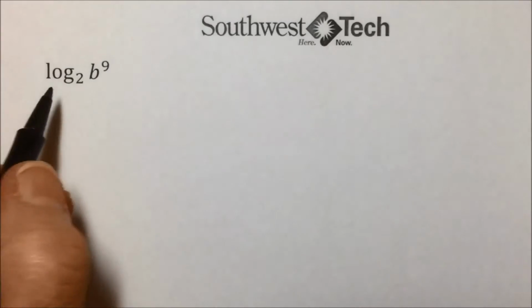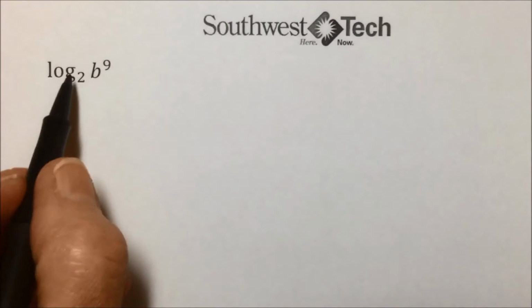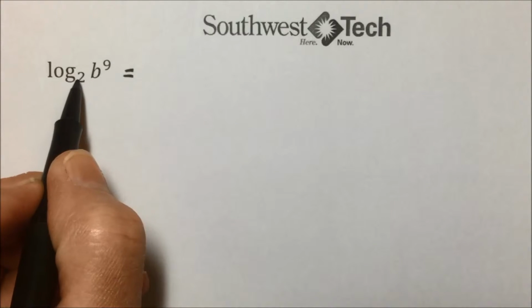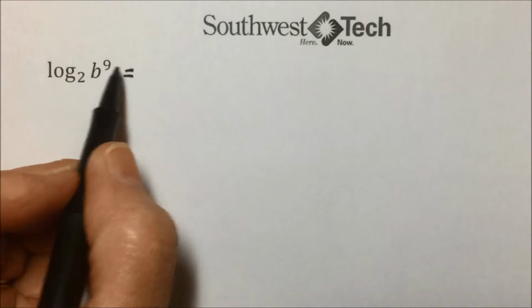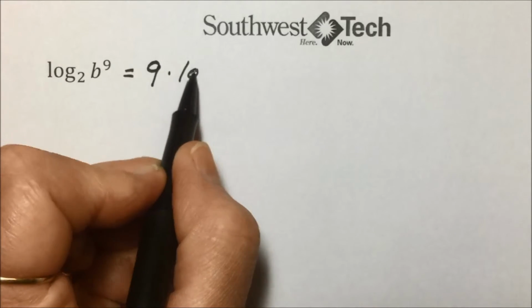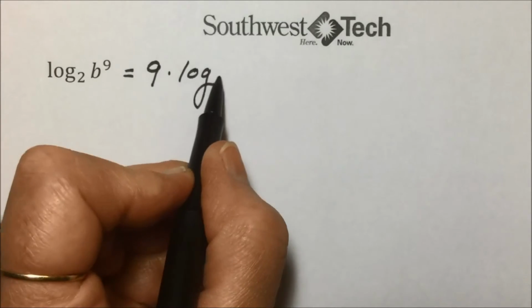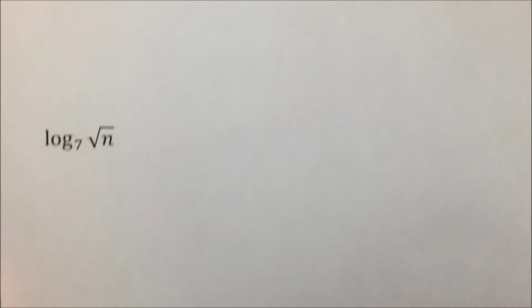In this problem, we're taking the log of a quantity raised to a power. Here we'll use our power rule, and our instructions are asking us to write an equivalent expression for a sum, a difference, or a product of logarithms. And here's where the product comes in. When you are taking the log of something raised to a power, that exponent comes out as the coefficient, so it's 9 times the log base 2 of b would be an equivalent expression.